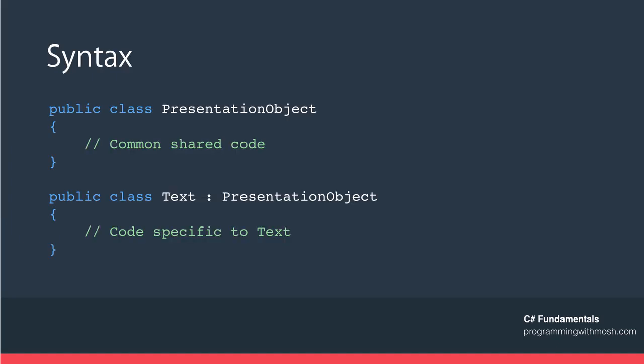In terms of syntax, here is how we implement inheritance in C#. So here we simply create our common class, which is presentation object, and then we create a new class like text that inherits from that. We implement inheritance by simply appending a colon and the name of the base class after declaration of the child class. Okay, now let's start coding and see these concepts in action.